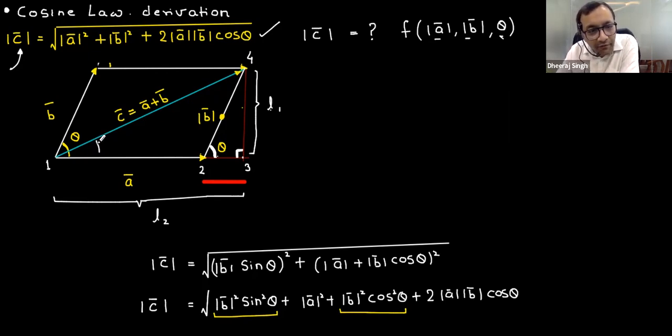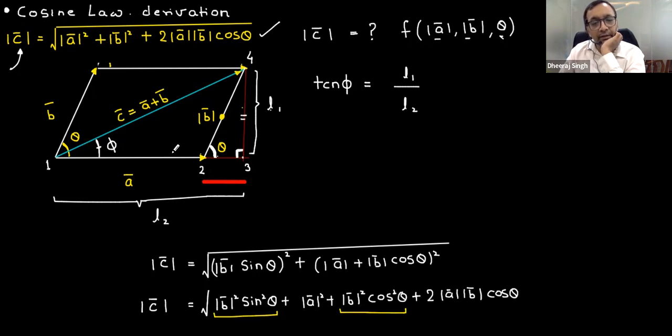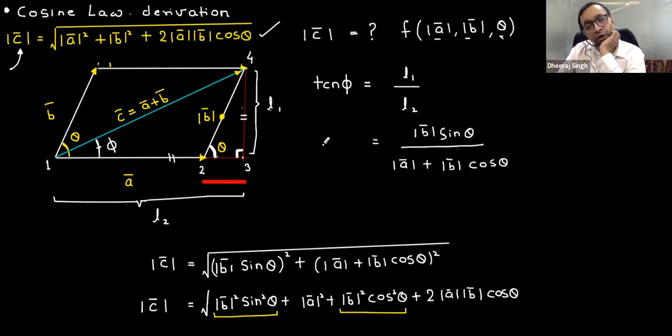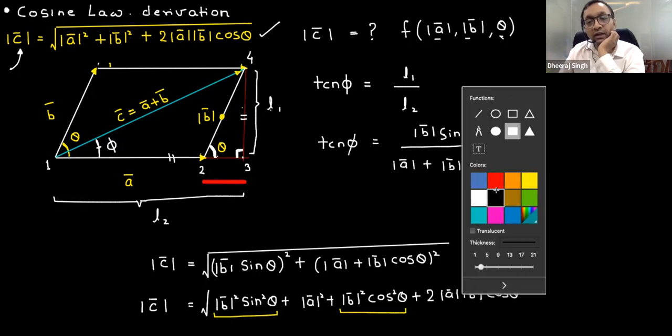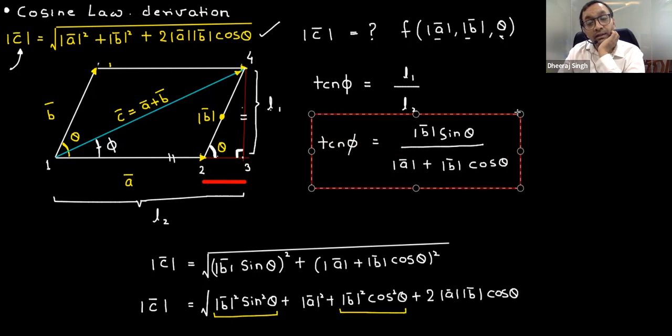What you can do is find out this angle, let's say phi. All right. Is there a way to find out tan of phi? Can we find out? What is tan of phi? Tan of phi is L1 by L2. All of us agree or not? Perpendicular divided by the base. So this is B sine theta divided by A plus B cos theta. So this equation will help us to find out the tan of the angle between the sum of the two vectors and A.